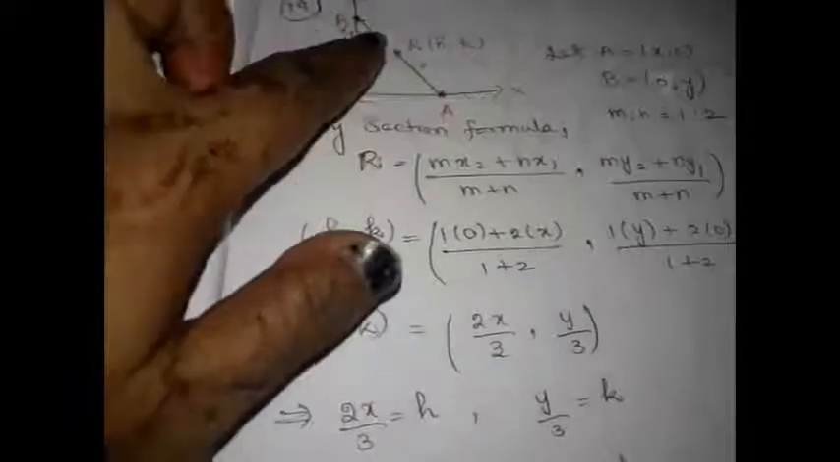Point R divides a line segment, again between the axes, in the ratio 1:2. Find the equation of the line. They asked you to find the equation of this line again.